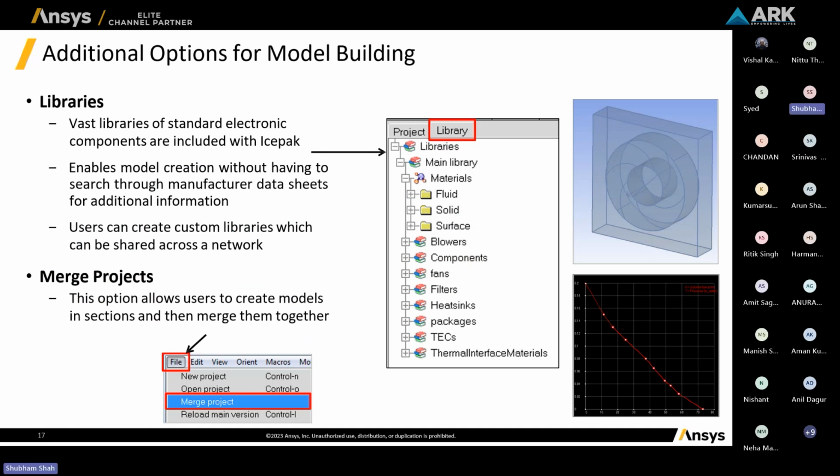Now coming towards the additional options which are available for model building. This is how your library looks like. The main library is there, in which materials are included. You can see which material is present, whether it is fluid, solid, or blowers. All of this will be present in your library. You can also merge two different projects if you are working simultaneously or it's the same kind, using the merge option or merge project, which is available in File.